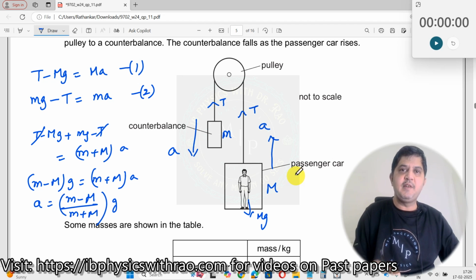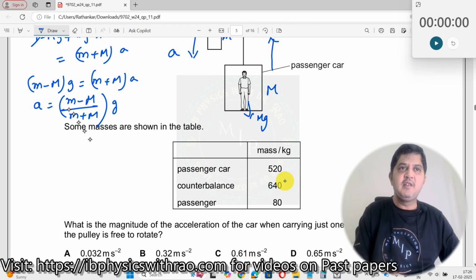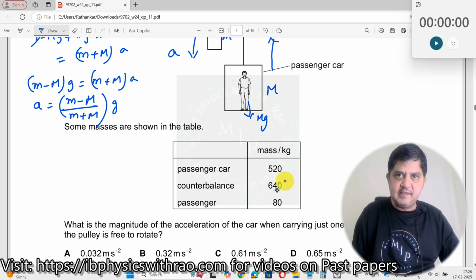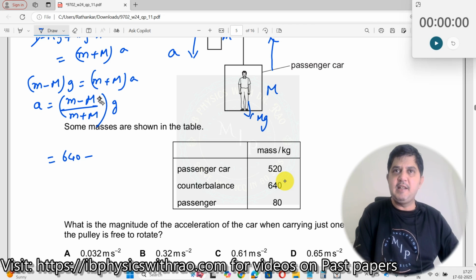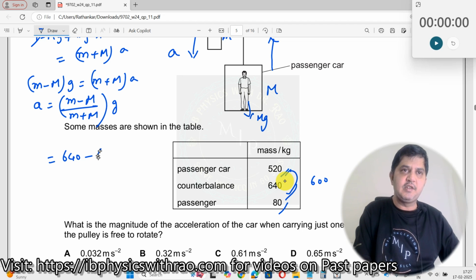Now what is the case? Now we just need to substitute the values over here. Let us see what are the values. What is small m? The counterbalance. Counterbalance is 640. So 640 minus, what is this capital M? Capital M is the mass of the lift plus passenger. Mass of the passenger car is 520. Mass of the passenger is 80. 520 plus 80 gives rise to 600. So it should be 600.